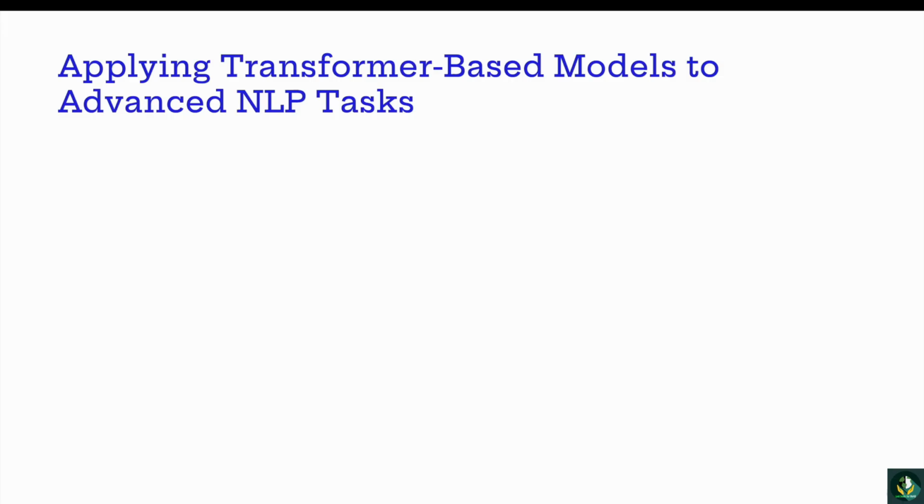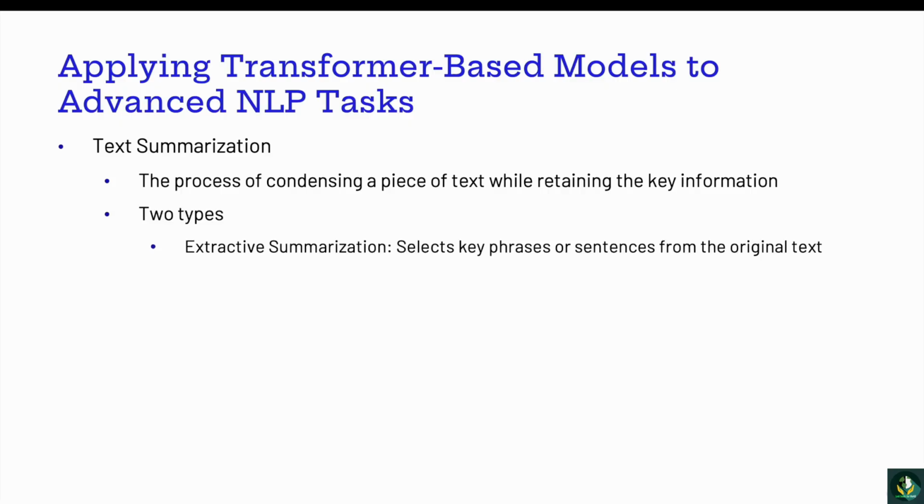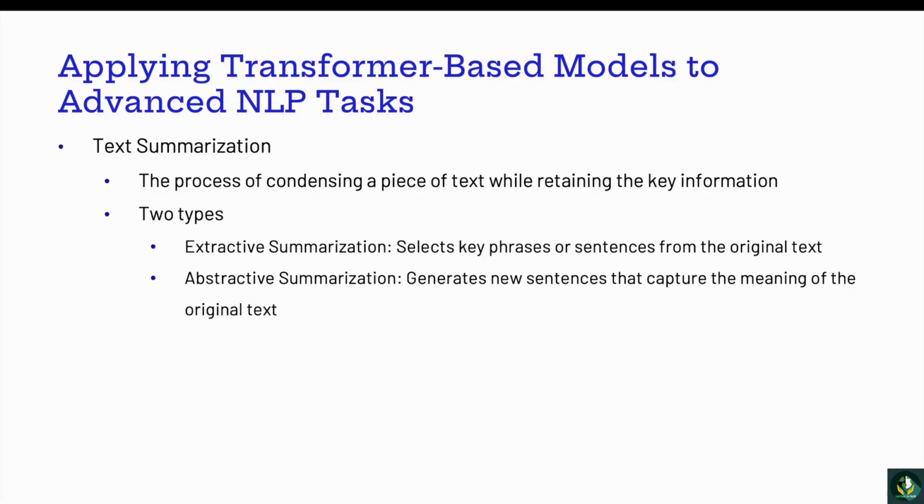Let's start talking about applying transformer based models to advanced NLP tasks. Our first task is text summarization. That is the process of condensing a piece of text while retaining the key information. There are two types: extractive summarization, which selects key phrases or sentences from the original text, and abstractive summarization, which generates new sentences that capture the meaning of the original text.